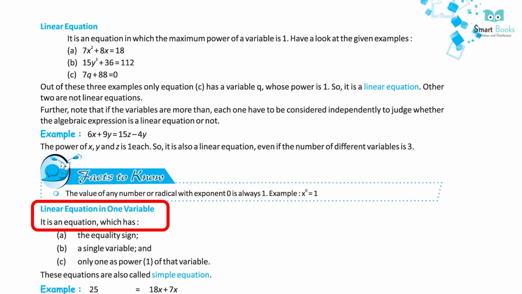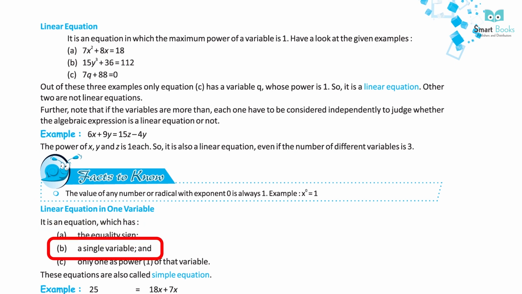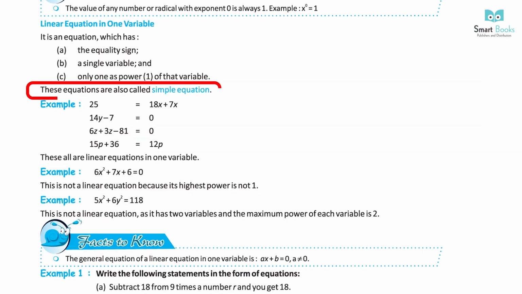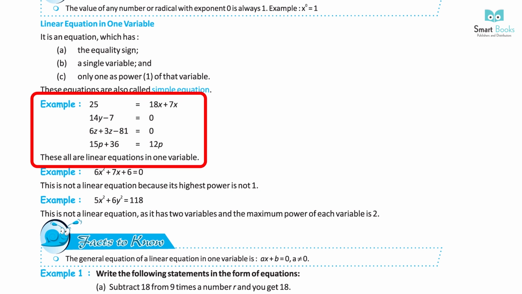Linear equation in one variable. It is an equation which has a, the equality sign, b, a single variable, and c, only one as power 1 of that variable. These equations are also called simple equations. Examples: 25 equals 18x plus 7x. 14y minus 7 equals 0. 6z plus 3z minus 81 equals 0. 15p plus 36 equals 12p. These all are linear equations in one variable.